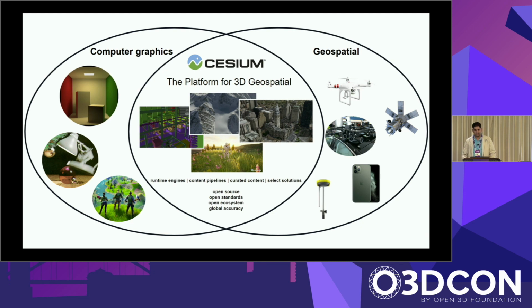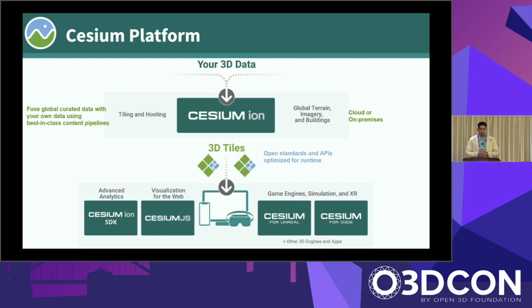So open source, open standards, and open ecosystem has been at the very foundation of what we've built. Cesium started with CesiumJS, which is an open source custom-built engine on WebGL. And ever since day one, we've always had the community and open source at our heart. So to give you a high-level view of the Cesium platform itself, the engines are, for most part, open source. All the runtime code, the streaming algorithms, all of that is open source.